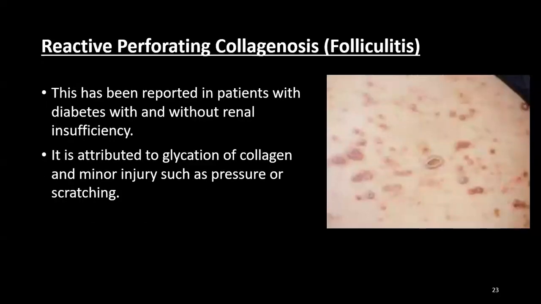Reactive perforating collagenoses or reactive perforating folliculitis has been reported in patients with diabetes and without renal insufficiency. It is attributed to glycation of collagen and minor injuries such as pressure or scratching.